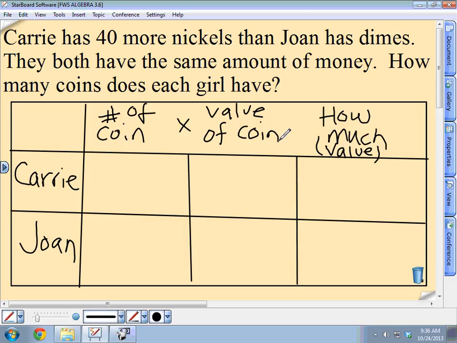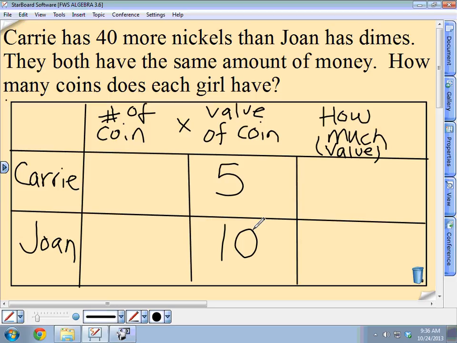5. And if I do this in cents, it's going to be a lot easier. I could put 0.05, but then you have to multiply everything by 100. So if I do this in cents, it's going to be a lot easier for you to solve. So when we do these, we're going to do them in cents. Just keep that in mind. All right, and then, so if the value of Carrie's money is 5 cents a piece, how much is the value of Joan's money a piece? 10, because she's got dimes. Okay.